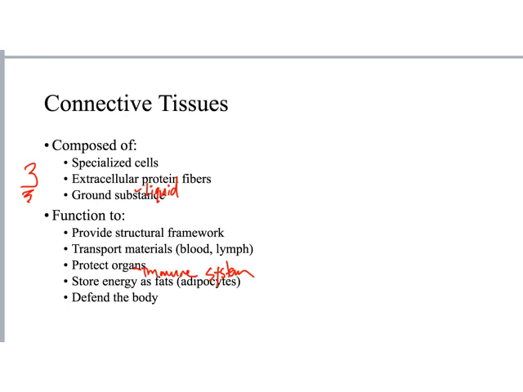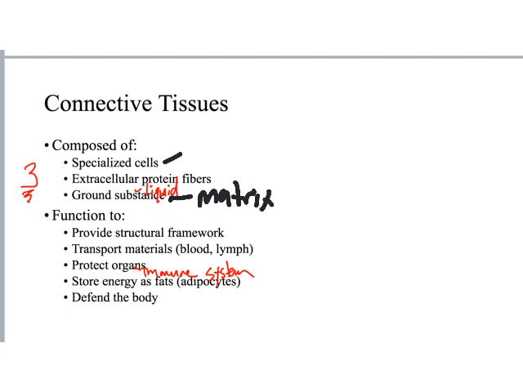So what makes connective tissue are these three things. There needs to be specialized cells, and we'll discuss what each specialized cell is in every type of connective tissue we look at. There has to be a ground substance, or what a lot of times people will call matrix.